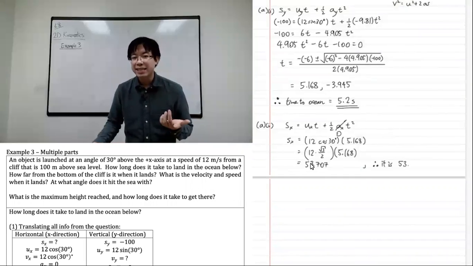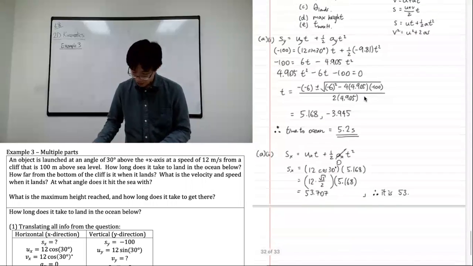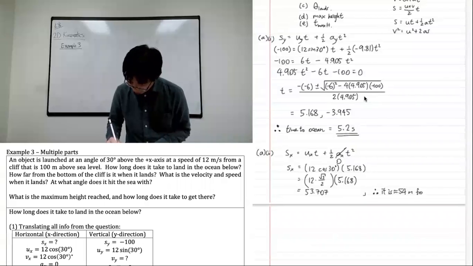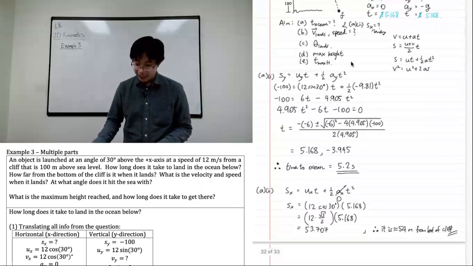Does it make sense? It's a positive displacement. It makes sense because that's my positive x direction. So if it goes this way, it's positive, right? So it is 53.7. How many significant figures? We just want 2, all right? So 54 meters, if you want. It is about 54 meters from the bottom of the cliff, all right? So that works. Okay. Yeah, and let's go ahead and calculate the landing velocity and the speed in the next section.